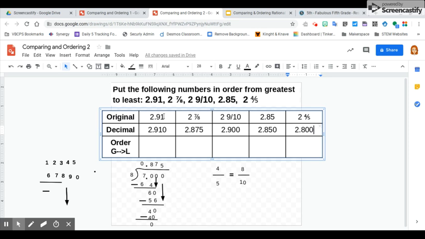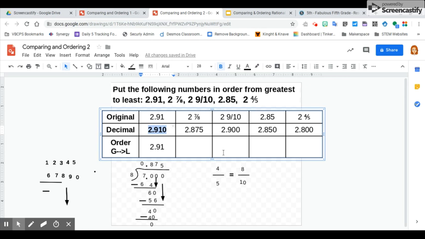or 2.910. And again, when I'm writing them in order from greatest to least, I'm going to write in the original number, because these original numbers are the numbers that we're putting in order from greatest to least. So I'm going to write in 2.91. And because I'm doing it on my Chromebook, I can make it bold so that I know that I used it already. If you're doing it on paper, you can cross it out or check it off so that you know that you used it already.